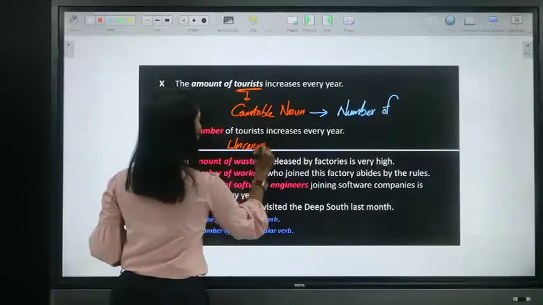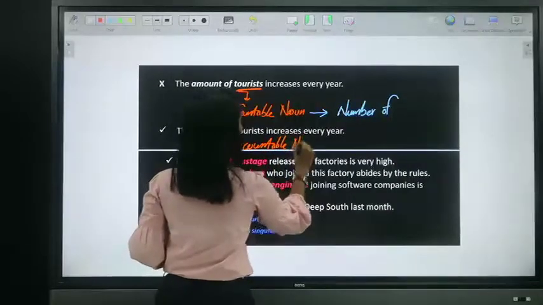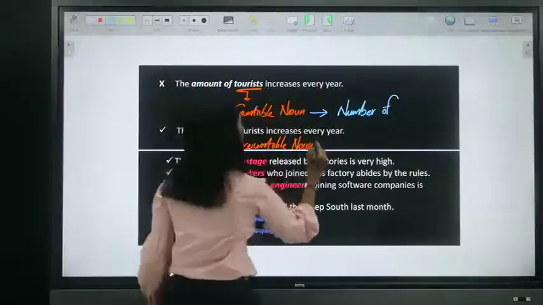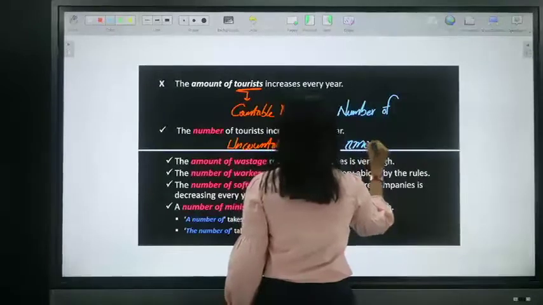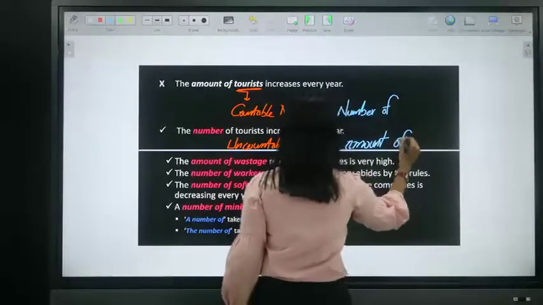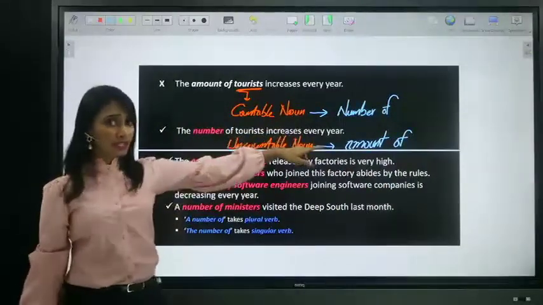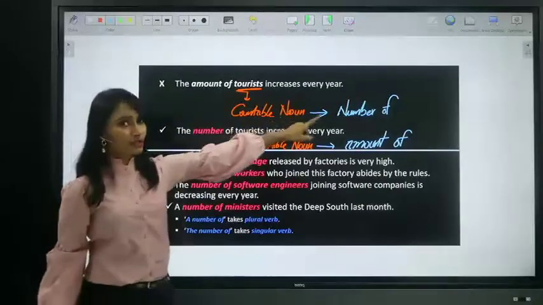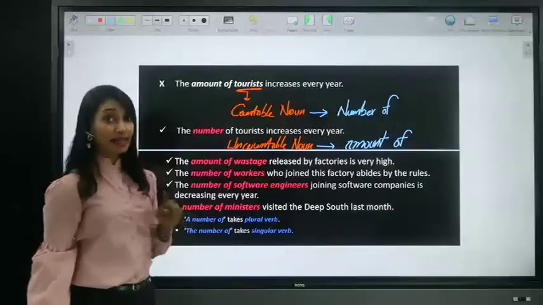For uncountable nouns, we must use amount of. For countable nouns, it is number of. For uncountable nouns, it is amount of. Now, tourists are countable nouns, so we have to use number of. The number of tourists increases every year.